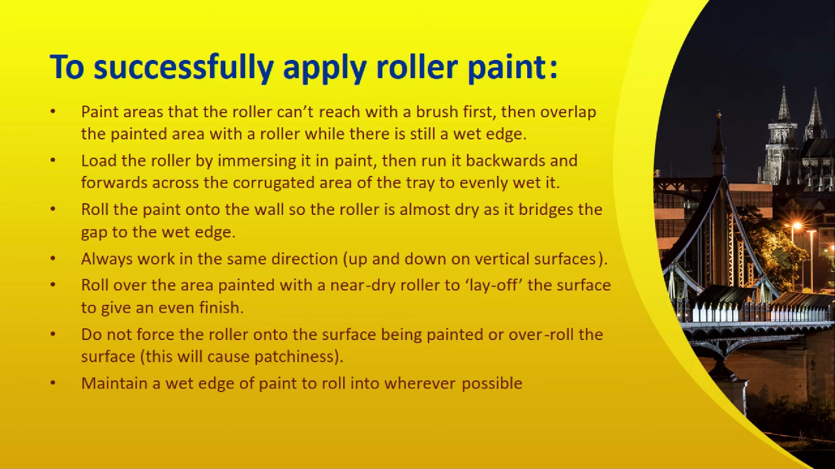Load the roller by immersing it in paint. Then run it backwards and forwards across the corrugated area of the tray to evenly wet it. Next is to roll the paint onto the wall so the roller is almost dry as it bridges the gap to the wet edge of the section previously painted. Always work in the same direction.